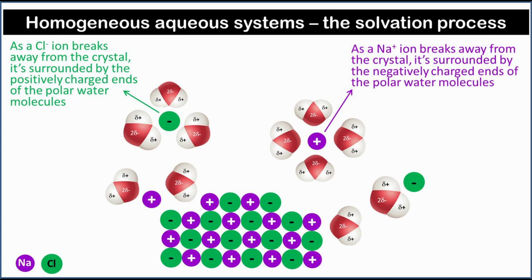When an ionic solid like sodium chloride dissolves, the ions become solvated, or surrounded by the solvent molecules. As a chloride ion breaks away from the crystal, it's surrounded by the positively charged ends of the polar water molecules. As a sodium ion breaks away from the crystal, it's surrounded by the negatively charged ends of the polar water molecules.